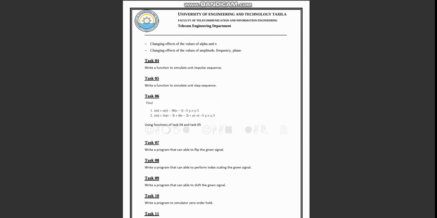In task number 4, we have been asked to write a function to simulate the unit impulse sequence.